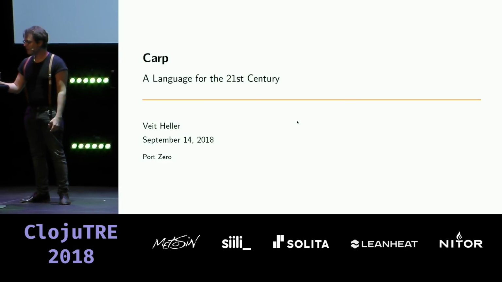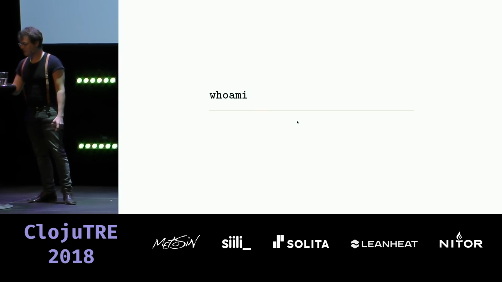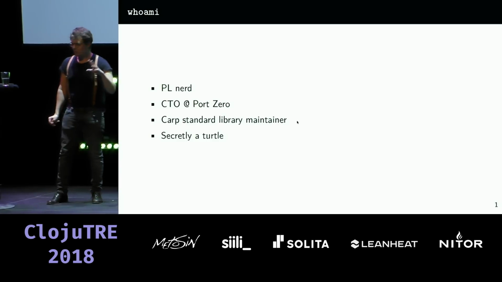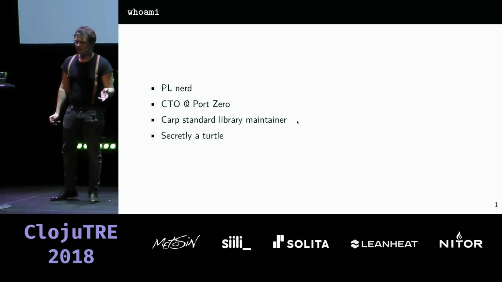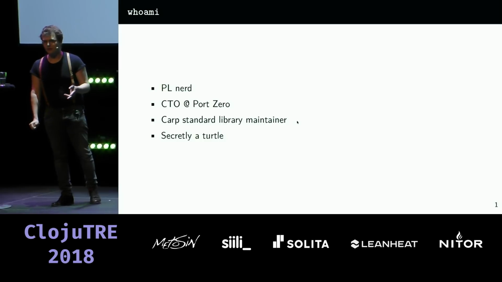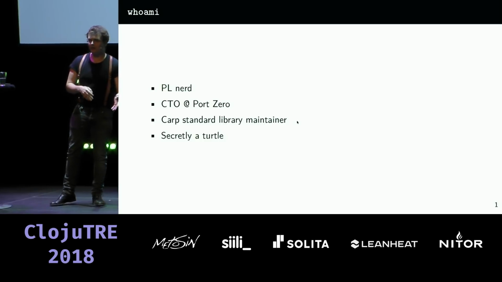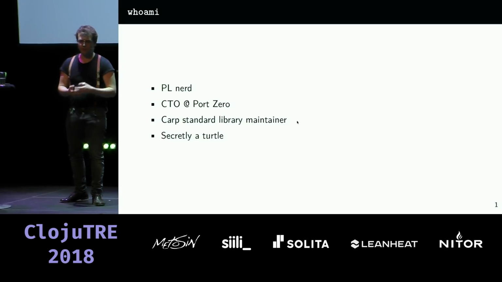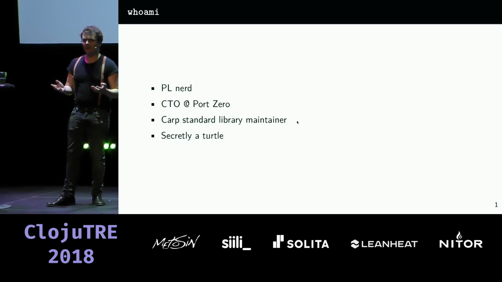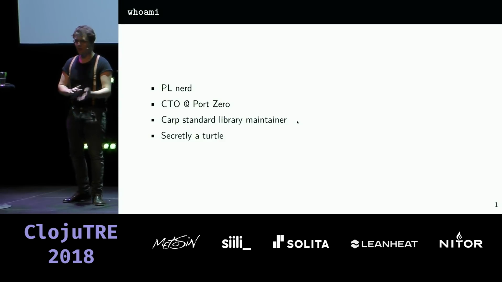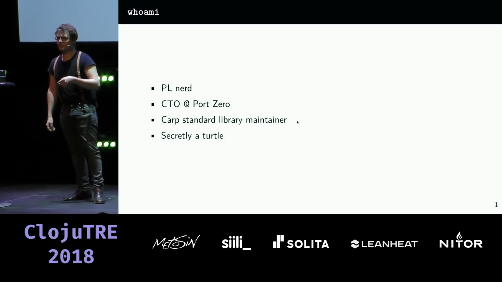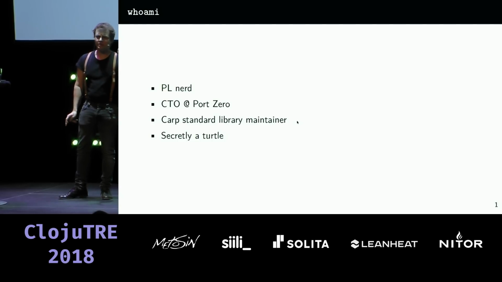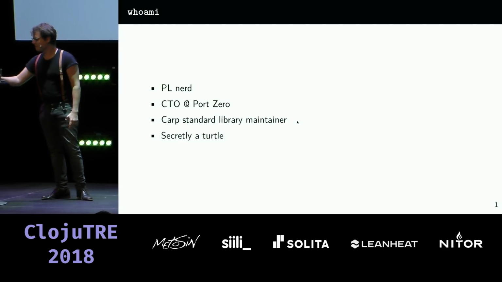All right. As is customary, I'm going to start by saying who I am. I'm the CTO of Port Zero, a small consultancy in Berlin, and I'm the Carp standard library maintainer, meaning I think a lot about APIs, and I program a lot of APIs. I program a lot of the standard things like the testing library, the benchmarking libraries, vectors, sockets, which aren't part of the standard library yet, but all that kind of stuff.